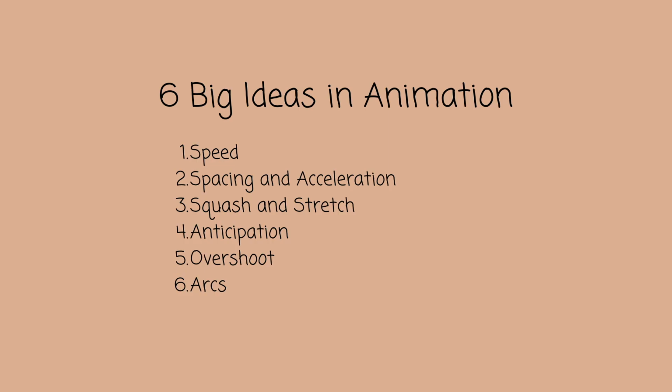So the first one is speed, the second one is spacing and acceleration, the third one is squash and stretch, the fourth is anticipation, the fifth is overshoot, and the sixth one is arcs. So that's it. Those are the 6 big ideas in animation that you have to understand if you're just starting out in animation.